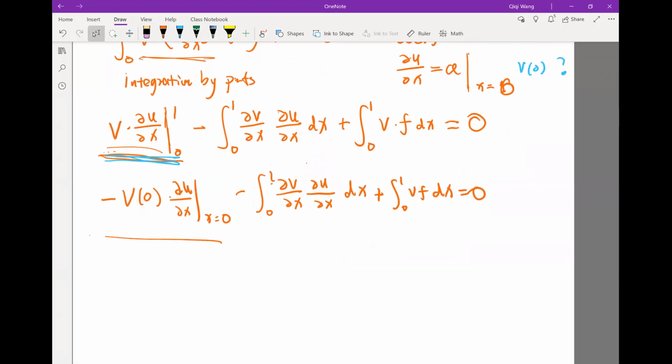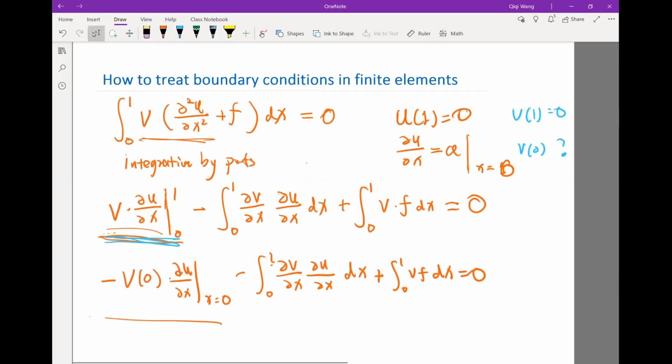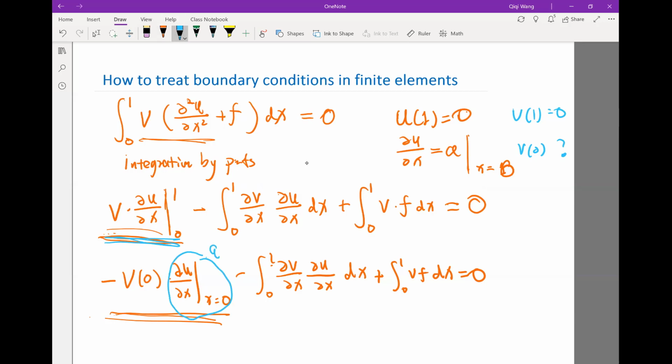All right. Now, what you'll notice is that even though I cannot get rid of this boundary condition by setting my v, I actually know the other part of this boundary term, du dx, right? That's actually exactly my boundary condition, du dx equal to a at x equal to 0. So this part is actually a, right?